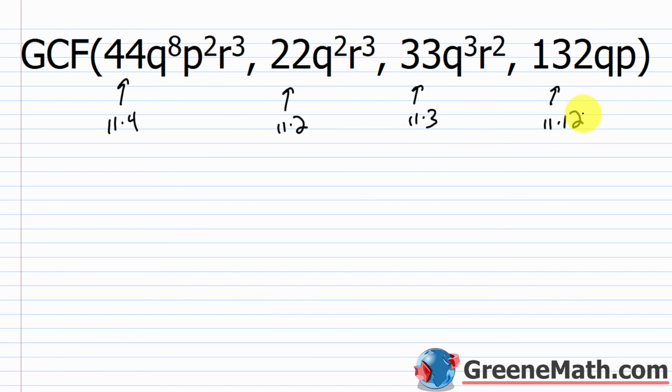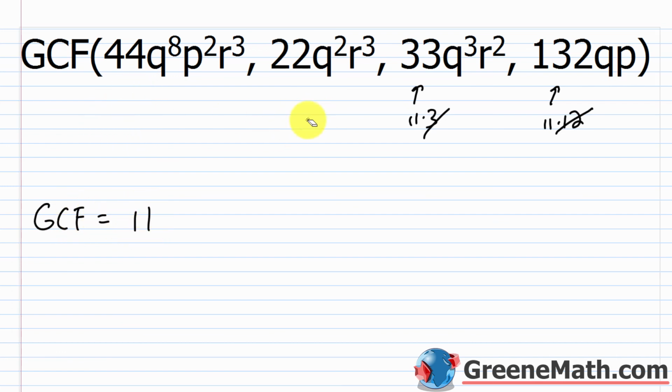And you can easily see that, okay, this has a 4. That's 2 times 2. This has one factor of 2, but no factors of 2 here. So this isn't going to work. That's not going to work. And nothing else is in these other than 11. So you can just cross these out as well. You're only left with the possibility of 11 for your number part. So let's get rid of this.